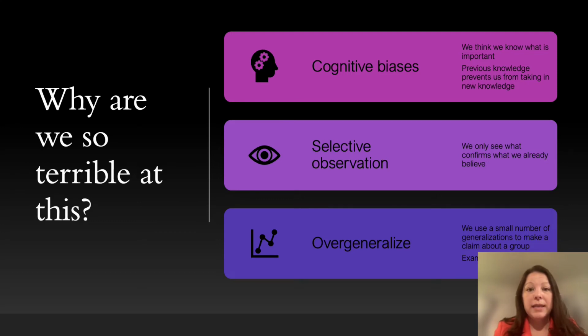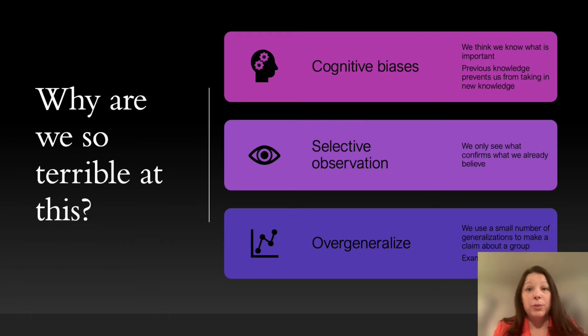Then we also have selective observation. So we only see what confirms what we already believe. And this is called a confirmation bias. So if you have an individual who believes that the teacher likes them, they're going to pay more attention to instances where that behavior is exhibited versus behavior that might indicate that the teacher doesn't like them. And then we also overgeneralize. So we tend to see a few examples of something and think it represents an entire population when it doesn't.